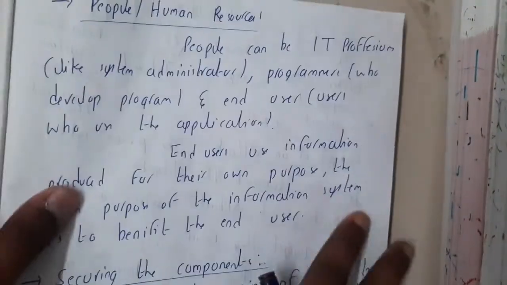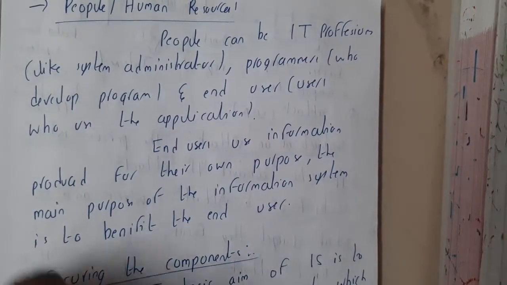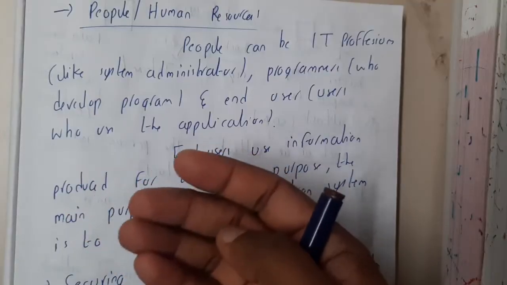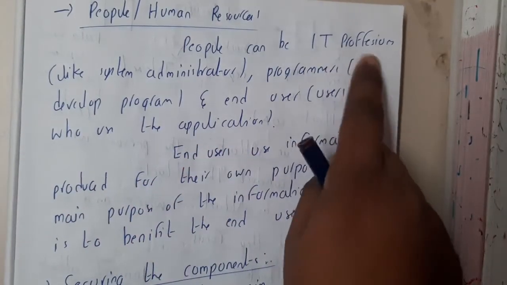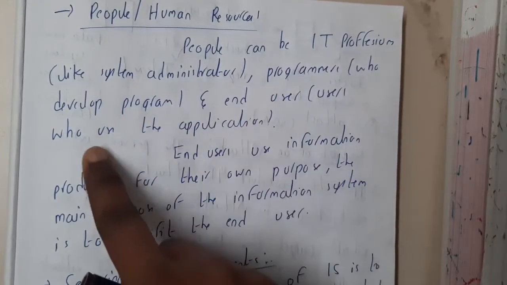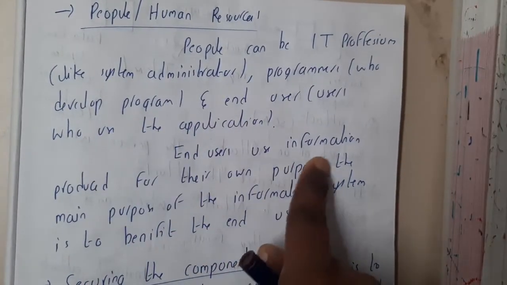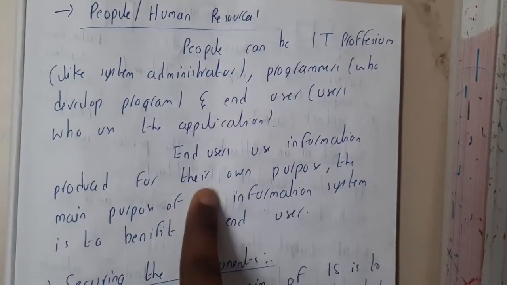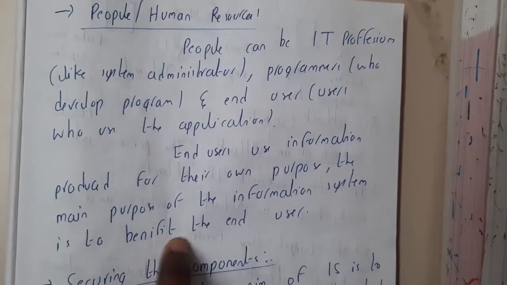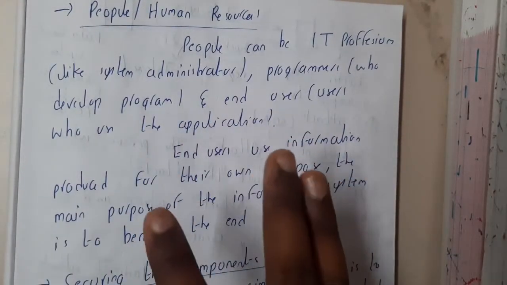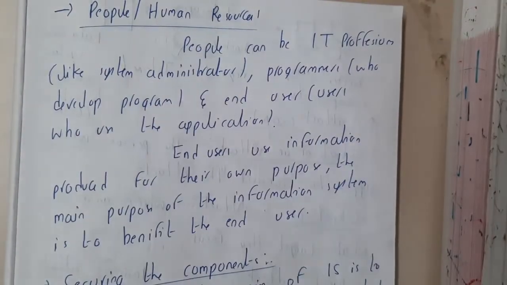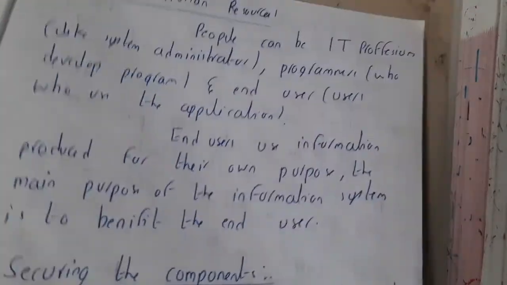And at the end we have human interaction: people or human resources. People can be IT professionals like system administrators, programmers who develop programs, and end users who use the application. End users use the information provided for their own purposes. The main purpose of an information system is to benefit the end user. This whole system is going to help the end user only. I hope everyone got some basic idea about the components of information system.